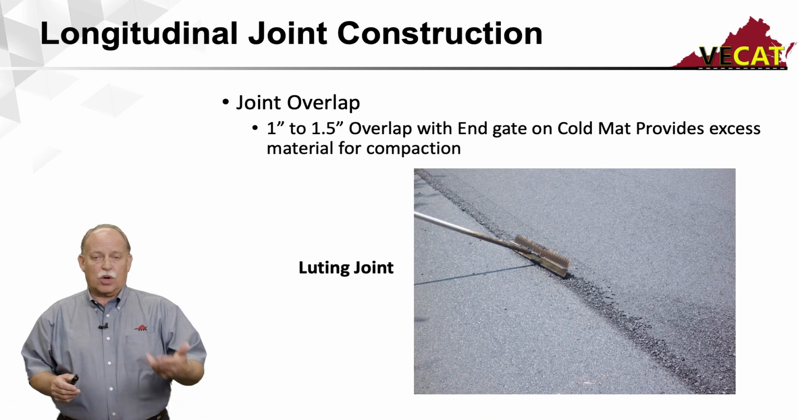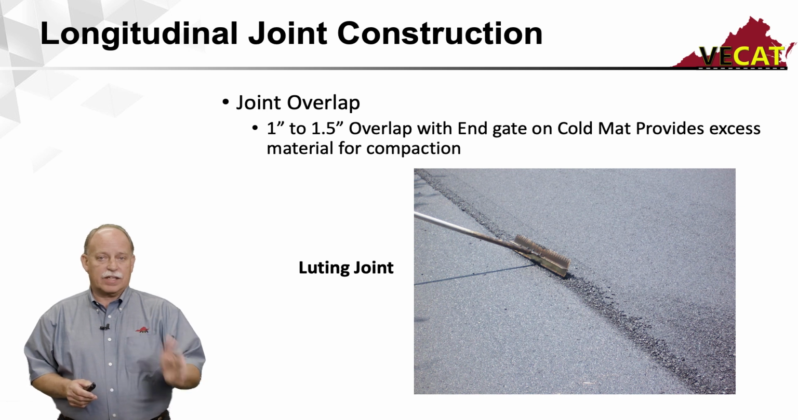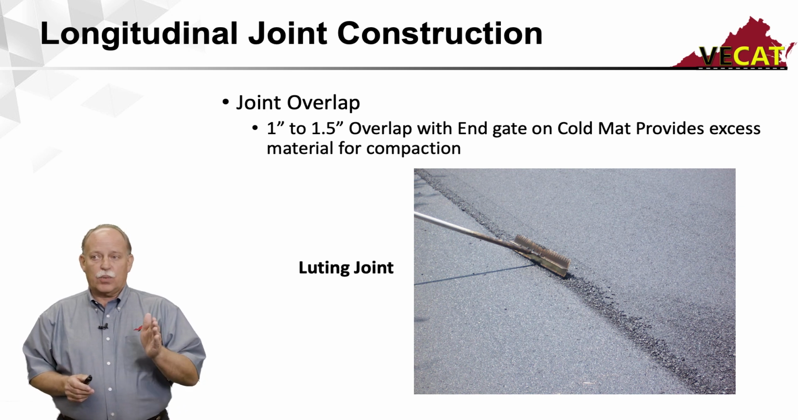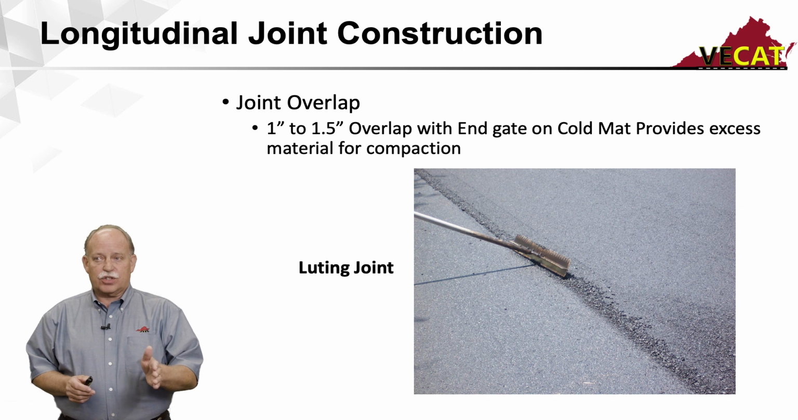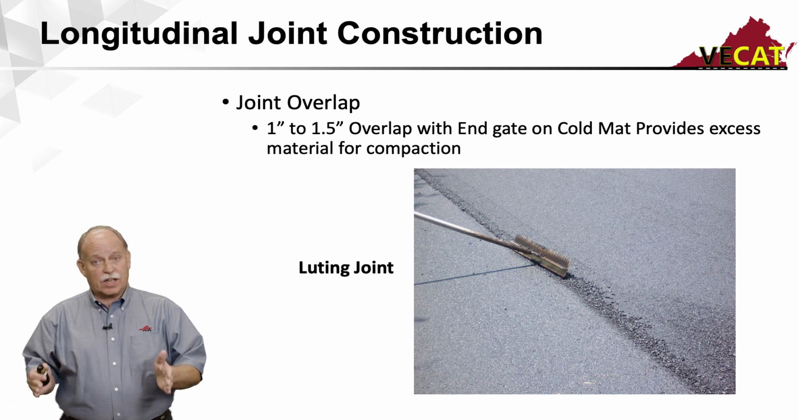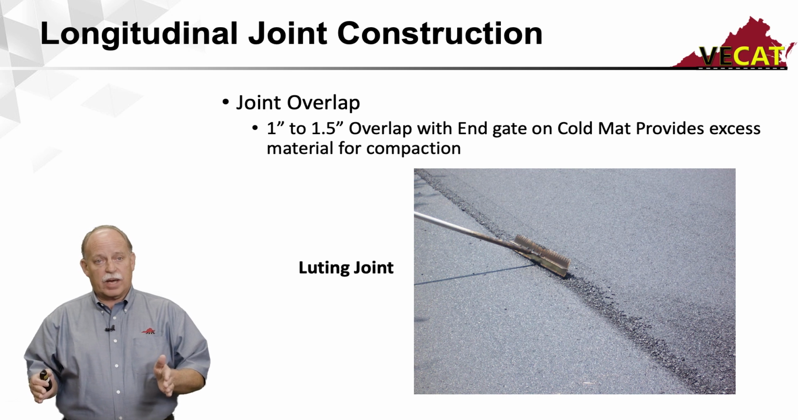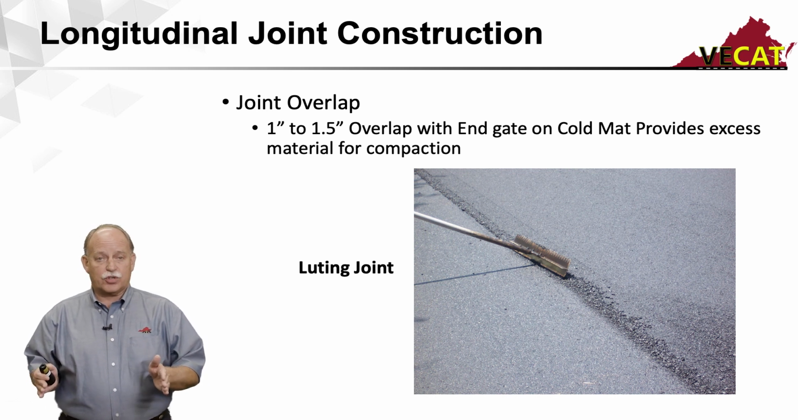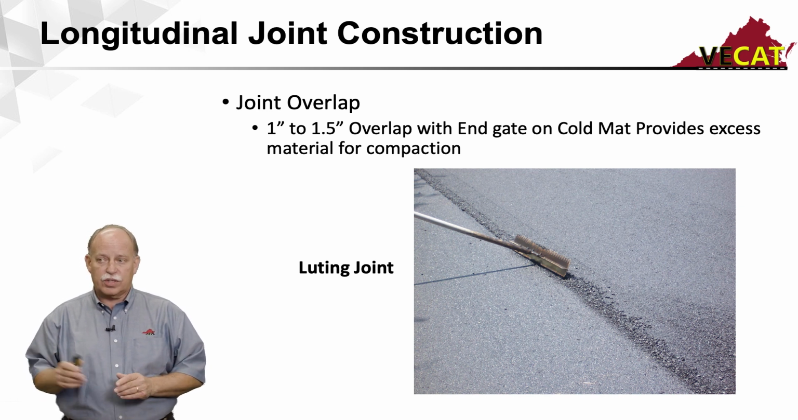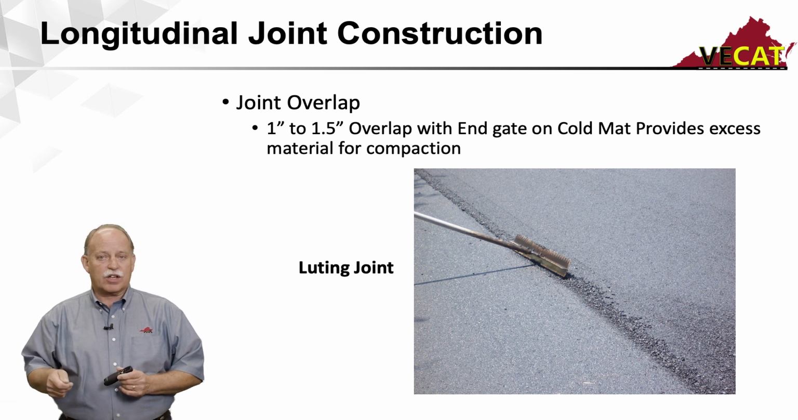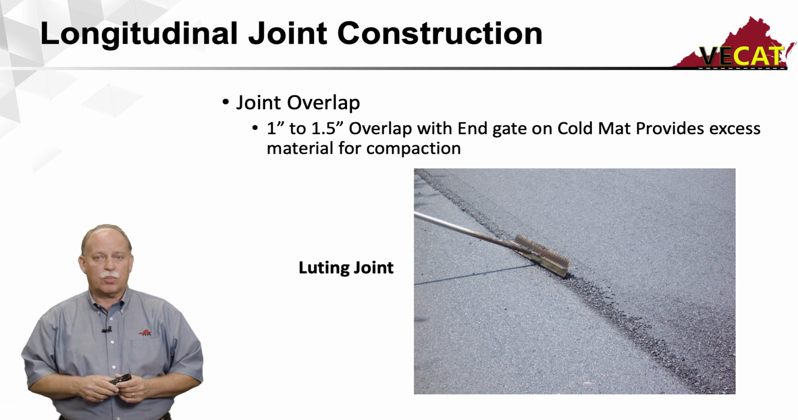Joint overlap. We've talked about this a couple of times. That end gate has got to sit over on that cold mat. When you get that 1 to 1.5 inch overlap on that end gate over the cold mat, you get that slight excess material that we talked about. If you have the opportunity, you can take that lute and bump that. You don't try to push that material. You'll notice in this picture, you don't see them raking that material out onto the actual pavement structure.